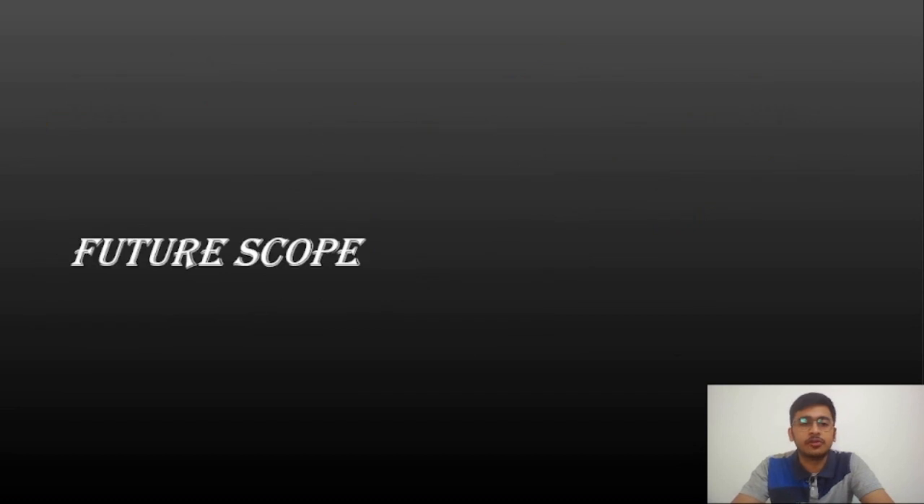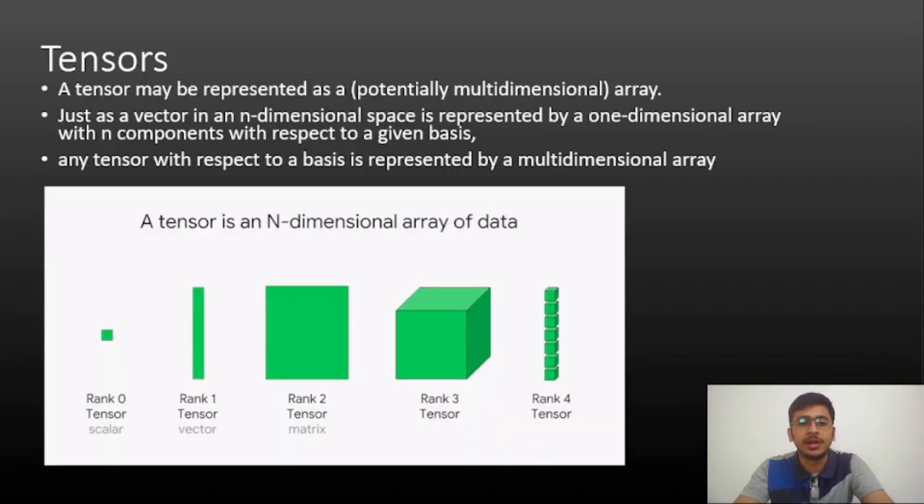Now we just have to study the future scope, which you guys might study more about when you go to graduation. That is nothing but tensors. In computer programming, background students might recognize arrays. So a tensor is an n-dimensional array of data, correct?